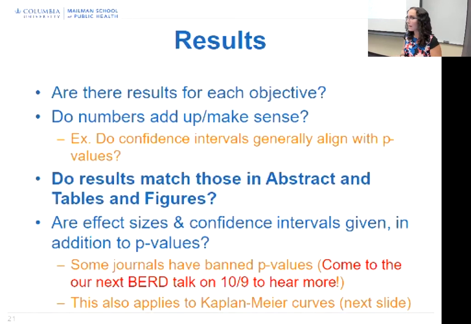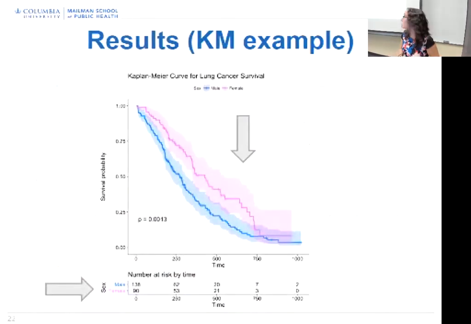And this also applies to Kaplan-Meier curves. So what do I mean by that? Okay, that doesn't look so bad up there. Here we're looking at time to some event, so lung cancer survival. We have time on the x-axis and survival on the y-axis. The first thing I'd like to point out is that the axes are clearly labeled, which is good. And they're comparing two groups, the purple group to the blue group, so females to males.